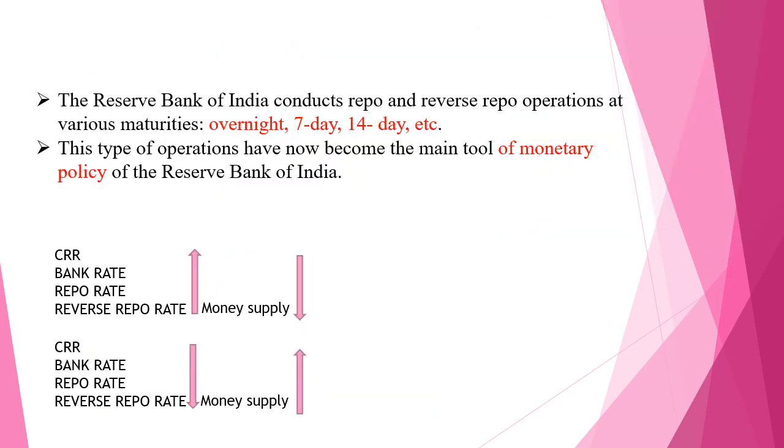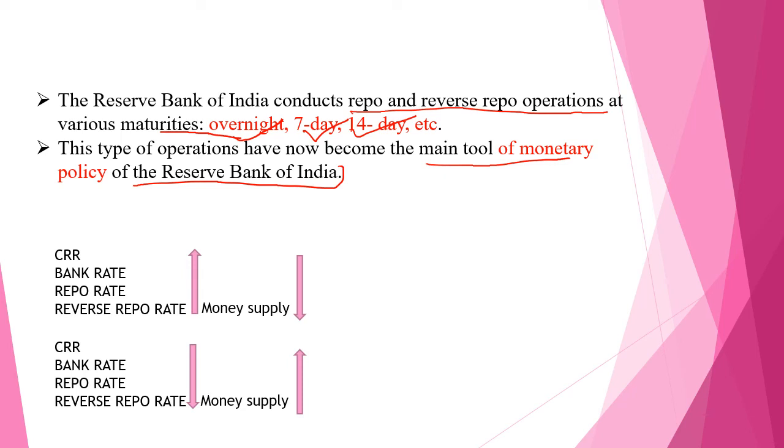The Reserve Bank of India conducts repo and reverse repo operations at various maturities. There are some maturity periods, that is overnight, 7-day or 14-day. Okay, these are the maturity periods of repo and reverse repo operations. This type of operation has now become the main tool of monetary policy of the Reserve Bank of India. This is very important.